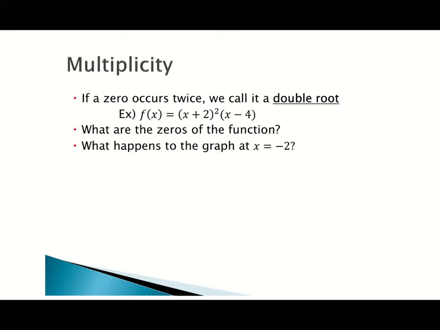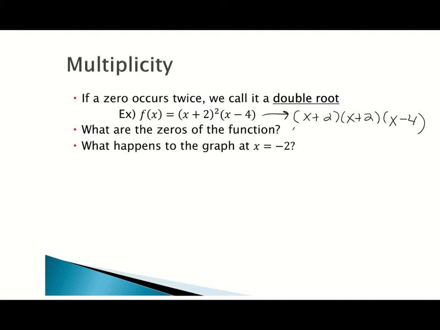An example of something that would be a double root or have a multiplicity of 2 is this function here, f of x equals (x plus 2) squared times (x minus 4). If we were to rewrite this, we should see that (x plus 2) squared is just (x plus 2) times (x plus 2). So it happens twice rather than just once, like x minus 4 would have a multiplicity of 1. It only occurs once.